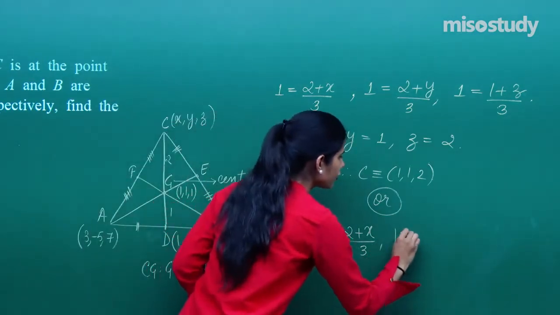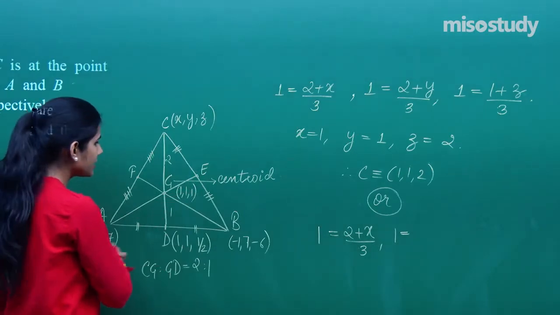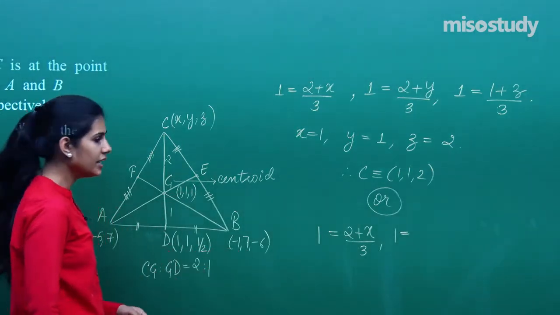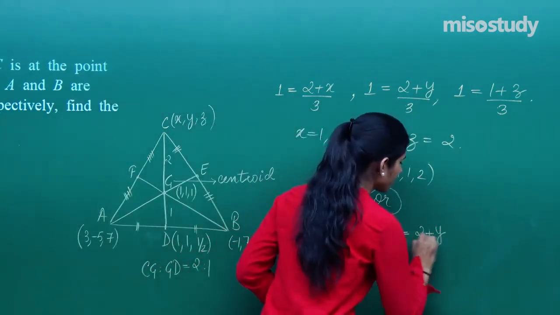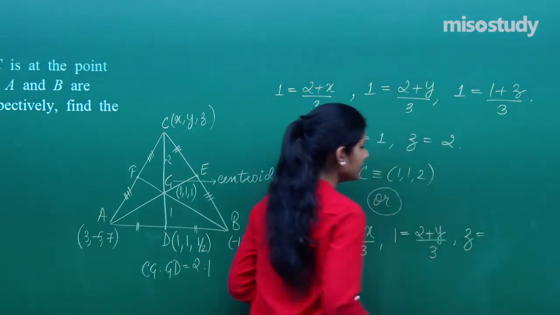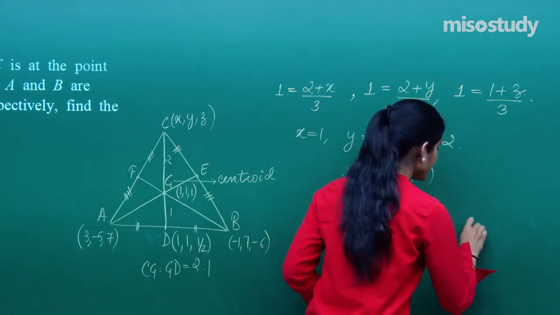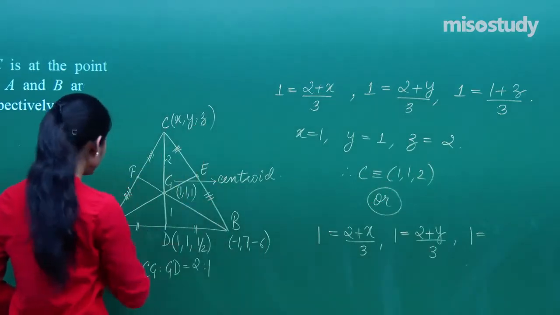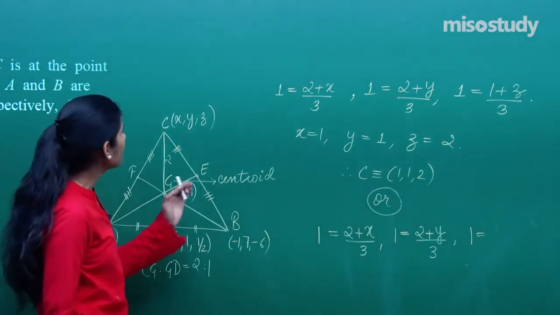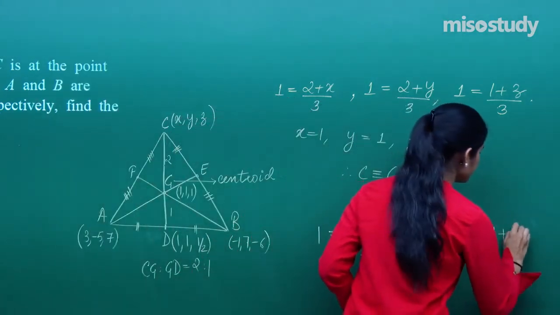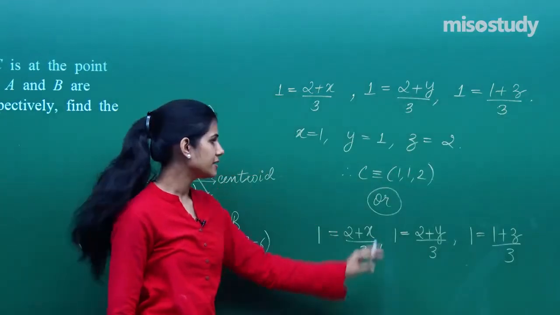Y coordinate of the centroid is equal to the sum of all the y coordinates upon 3. So it is y plus minus 5 plus 7 upon 3, that is 7 minus 5 is 2, 2 plus y upon 3. Z coordinate is the sum of all the z coordinates divided by 3. Z coordinate of the centroid is already given to me, it is 1. So it is z plus 7 plus minus 6. 7 minus 6 is 1, 1 plus z upon 3. So it's the exact same thing, you get the exact same values of x, y and z.